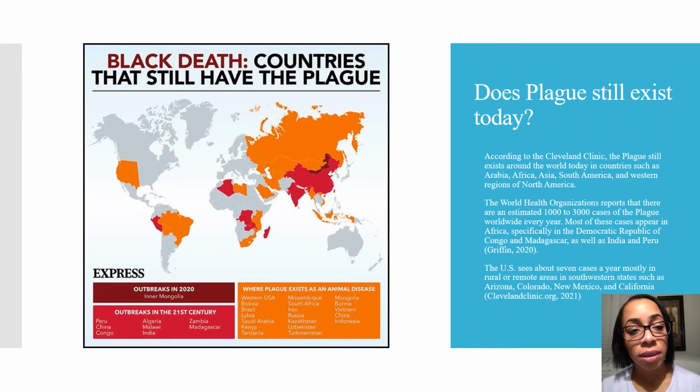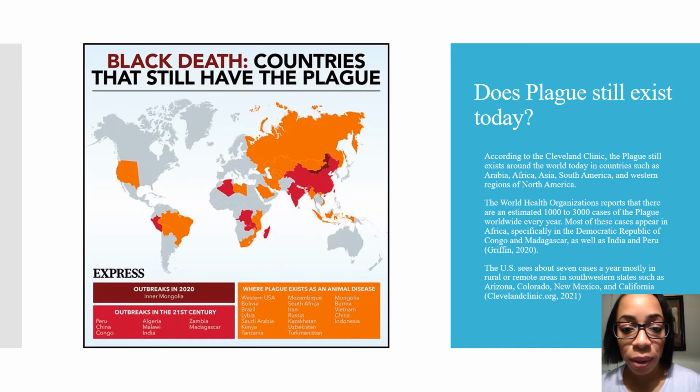Does the plague still exist today? According to the Cleveland Clinic, the plague still exists around the world today in countries such as Arabia, Africa, Asia, South America, and western regions of North America. The World Health Organization reports that there are an estimated 1,000 to 3,000 cases of the plague worldwide every year.